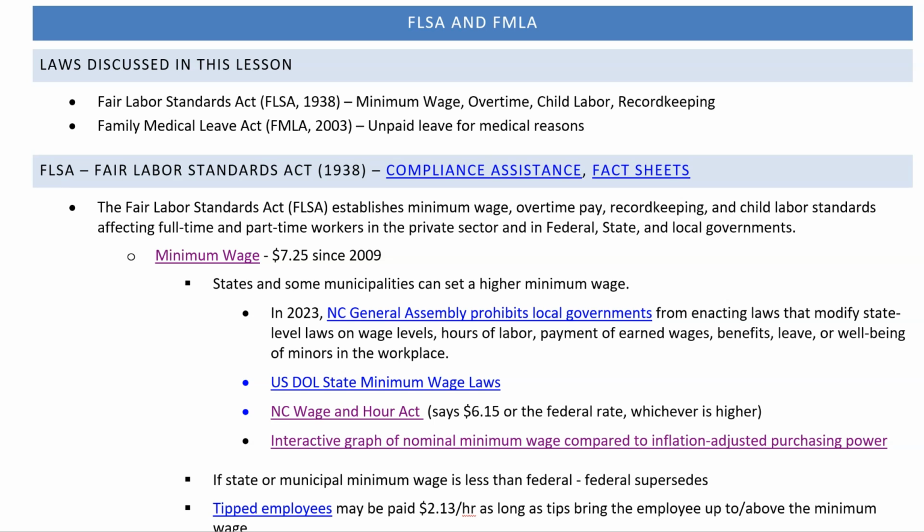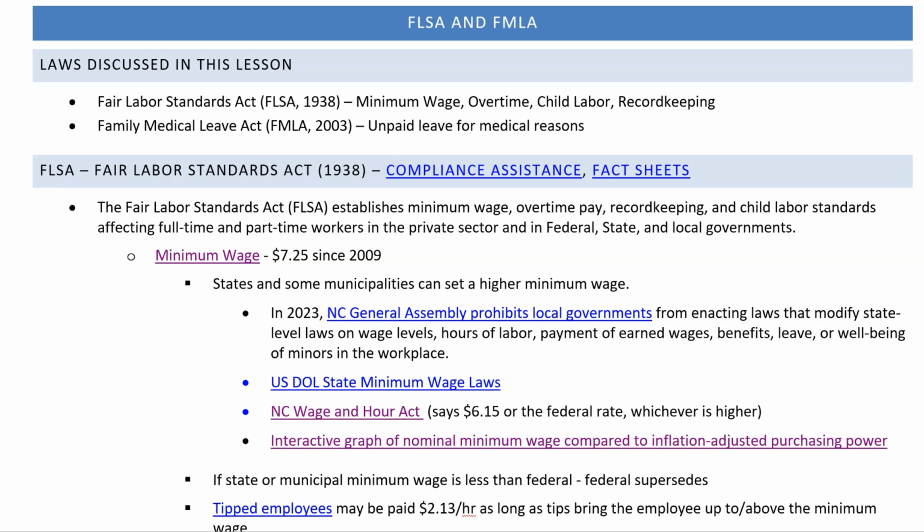Hi everyone, in this lesson we'll be talking about the Fair Labor Standards Act and the Family and Medical Leave Act. So, like I said, the Fair Labor Standards Act is one of the things we'll be talking about. It was passed in 1938. It prescribes a minimum wage, overtime, child labor regulations, record-keeping requirements.